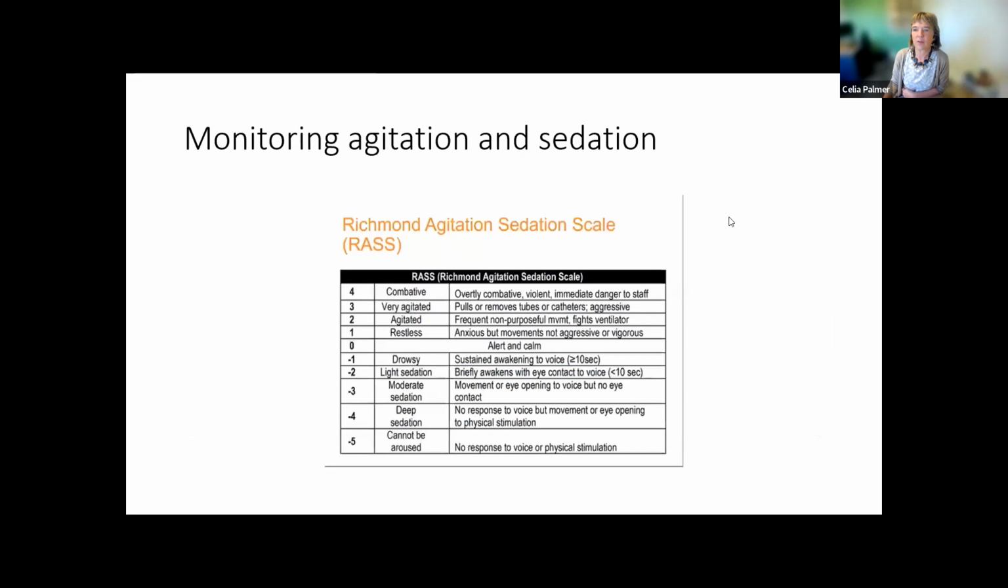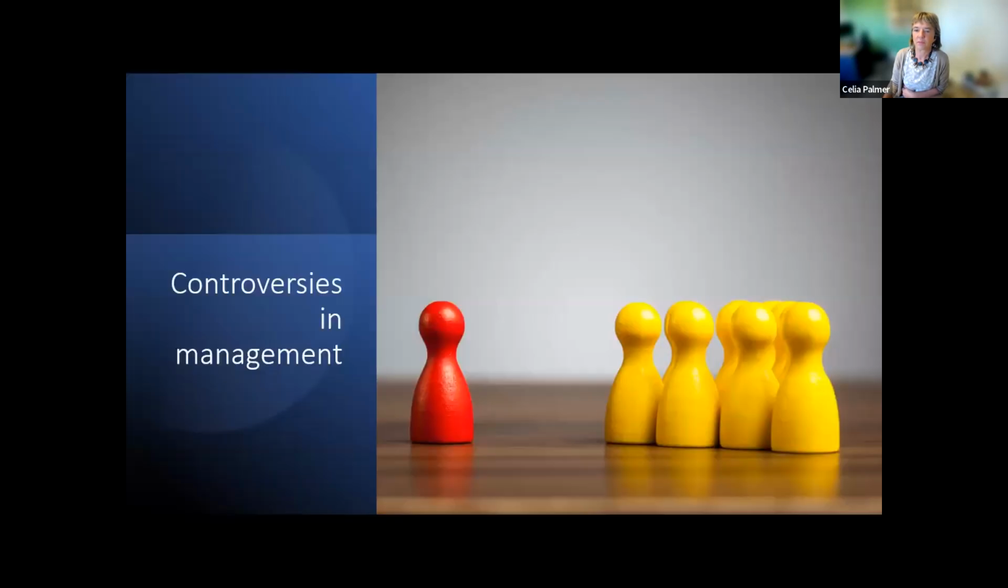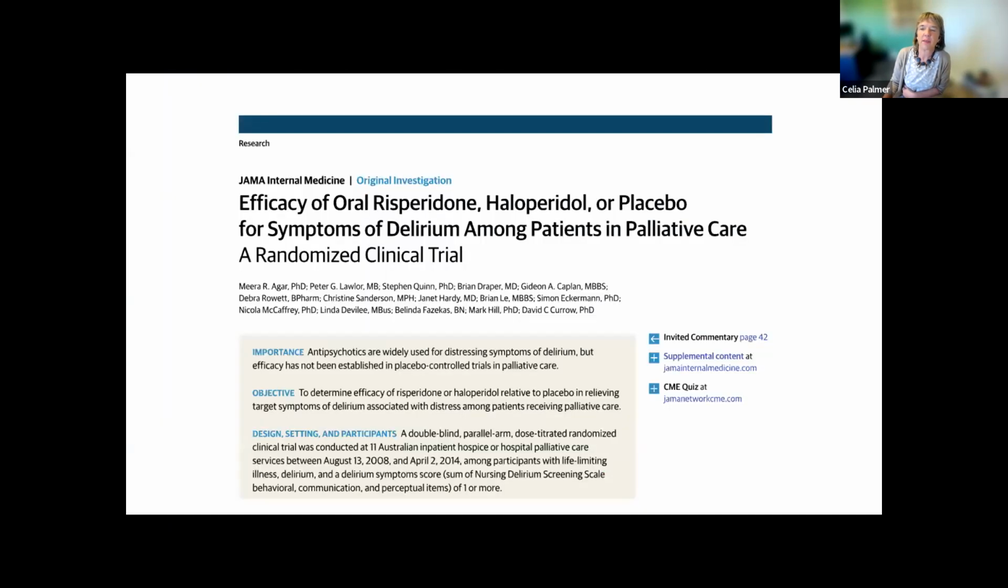It's also useful for us sometimes to actually monitor the sedation, and this is just one scale that we can use to do that. So there are ongoing controversies in management of delirium in palliative care at the moment. I'm just going to very quickly give you a few-minute run through what those controversies are, but I don't have time to go into those in depth.